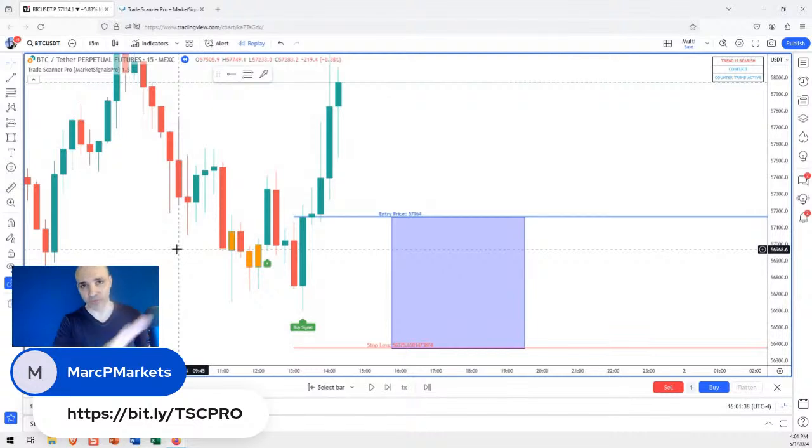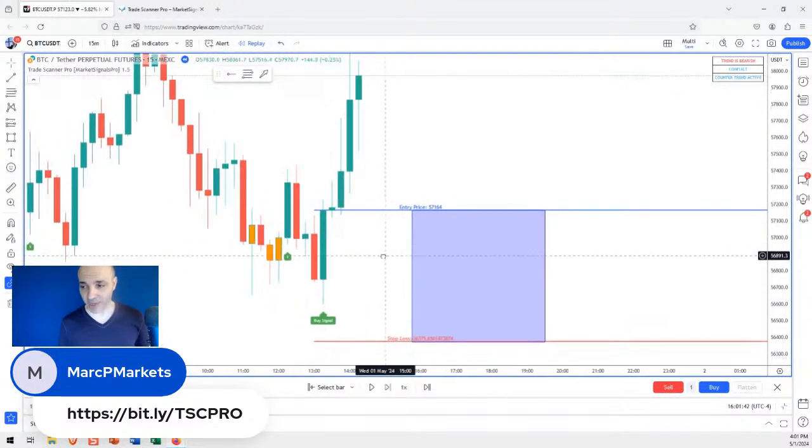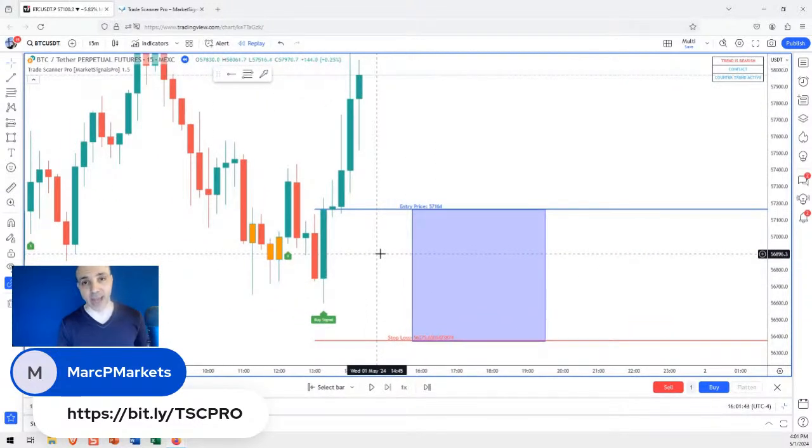Now, anyway, with that aside, when we have our risk defined in a trade, we need to understand how to size for this. Anyone have any ideas?